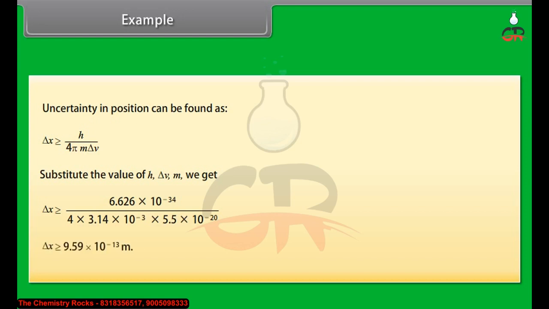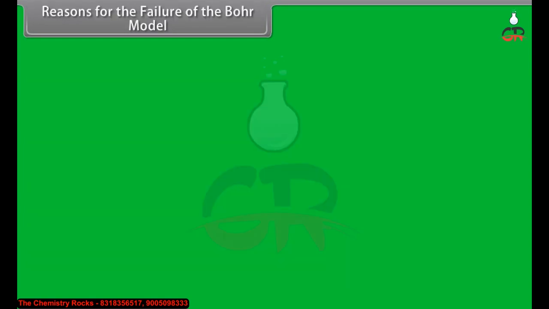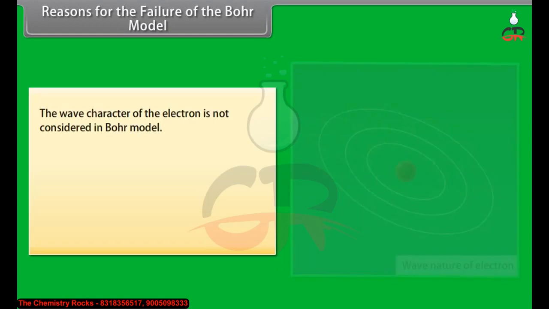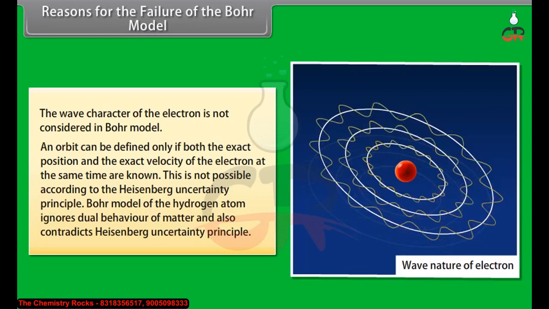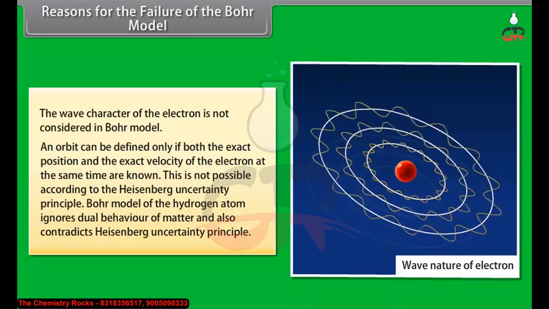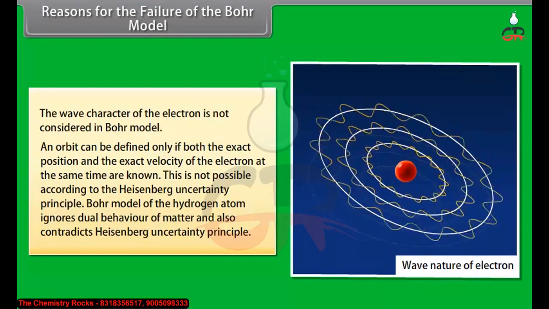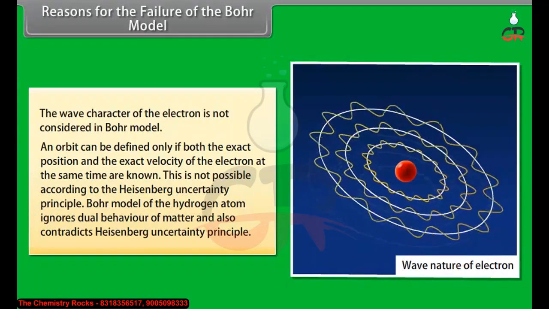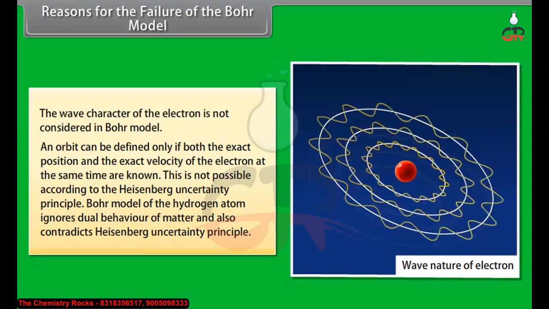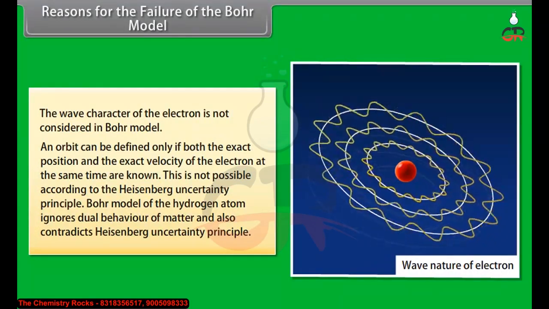Delta x ≥ 9.59 × 10^-13 meter. Reasons for the failure of the Bohr model. The wave character of the electron is not considered in the Bohr model, and the orbit can be defined only if both the exact position and the exact velocity of the electron at the same time are known. This is not possible according to the Heisenberg uncertainty principle. The Bohr model of the hydrogen atom ignores the dual behavior of matter and also contradicts the Heisenberg uncertainty principle.